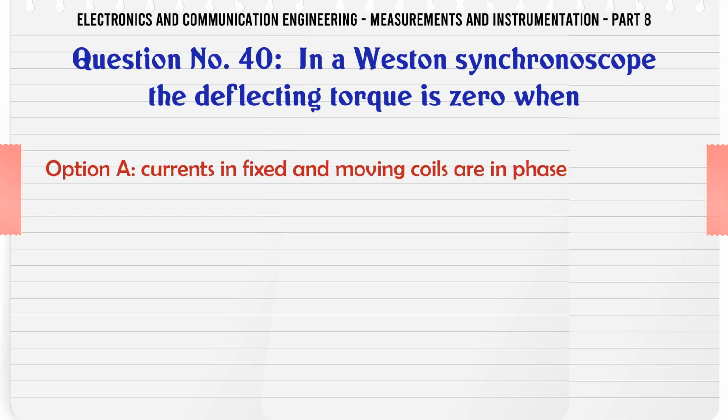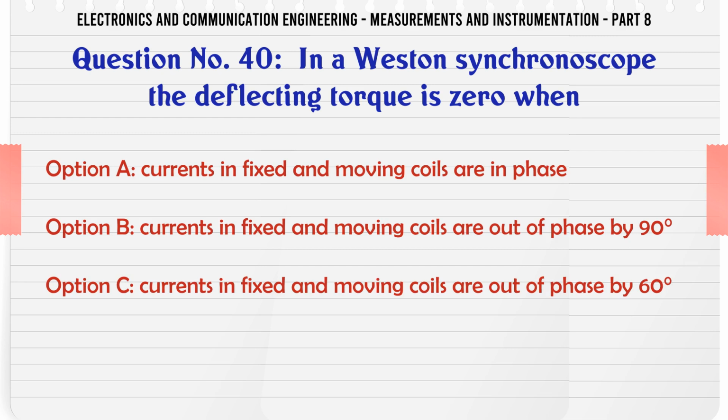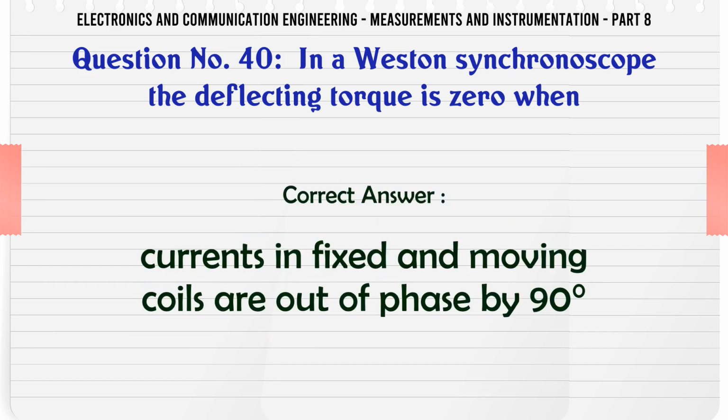In a Weston synchronoscope, the deflecting torque is 0 when A: currents in fixed and moving coils are in phase, B: currents in fixed and moving coils are out of phase by 90°, C: currents in fixed and moving coils are out of phase by 60°, D: none of the above. The correct answer is currents in fixed and moving coils are out of phase by 90°.